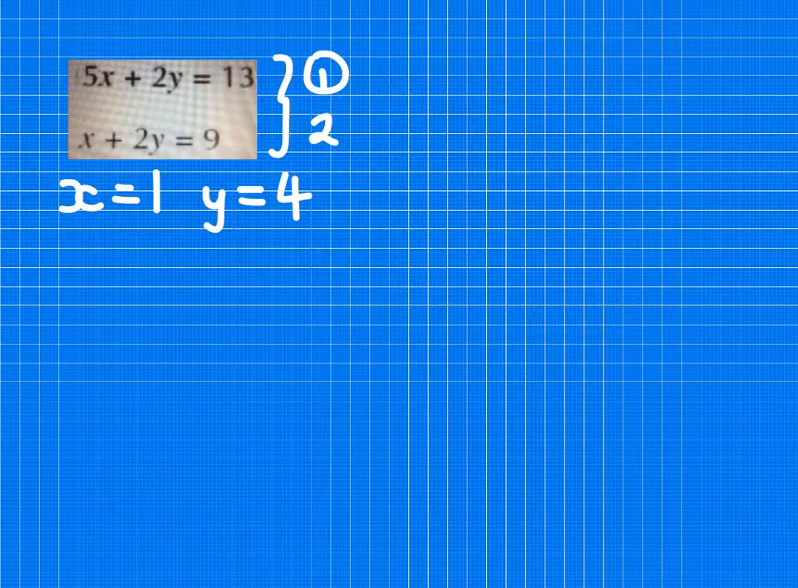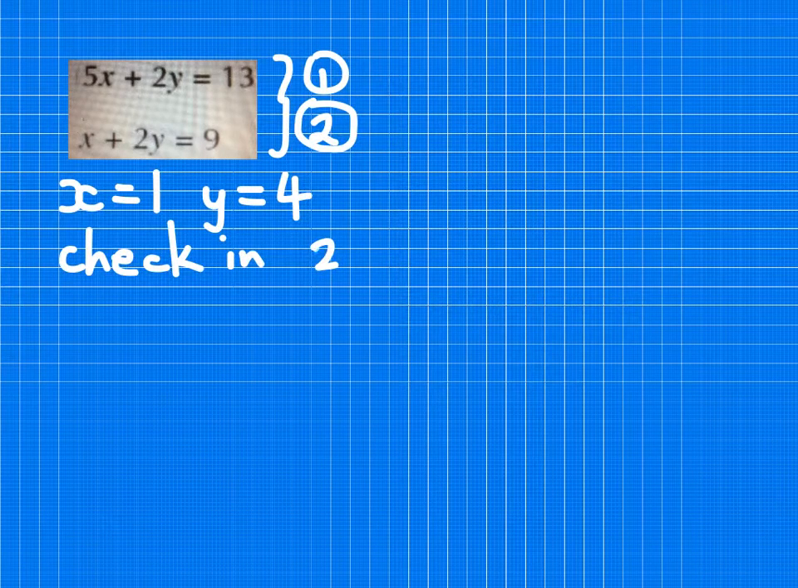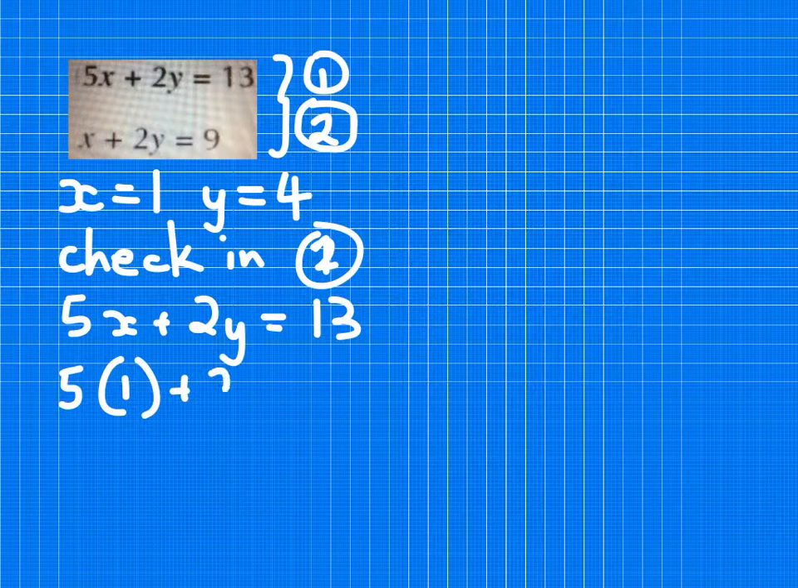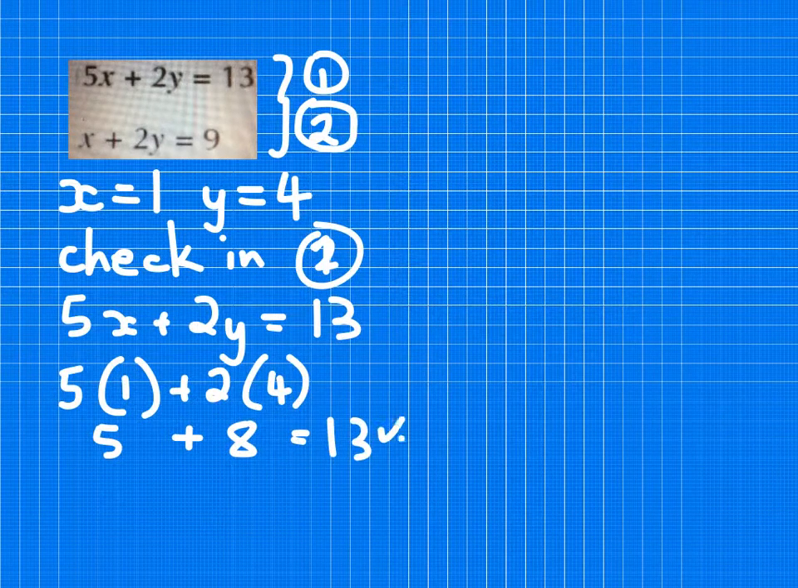So far then, we've worked out that x equals 1 and y equals 4, and we've determined that from equation number 2, but we need to check that it also works for equation number 1. So check by substituting into equation number 1. 5x plus 2y should give us 13, all being well. So 5 times x, which is 1, plus 2 times y, which is 4. 5 times 1 is 5, 2 times 4 is 8, and 5 plus 8 is equal to 13. So we have agreed it. Finally then, the solution to the two simultaneous equations is x equals 1 and y equals 4.